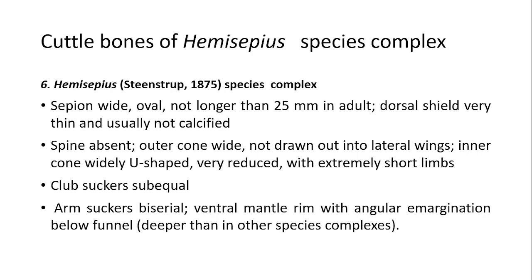Next, we move to the final species complex, Hemisepius, which was discovered by Steenstrup in 1875. The sepium is wide oval, not elongate, under 25 mm in adults, and the dorsal shield is very thin and usually not calcified. The spines are absent. The outer cone is wide, not rounded, with no lateral wings. The inner cone is widely U-shaped, very reduced with extremely short limbs. The club occurs on a sub-equal range. Arms occur biserial. The ventral mantle rim is angular, emarginated below the funnel, deeper than in other species.